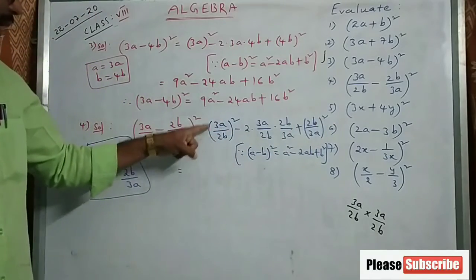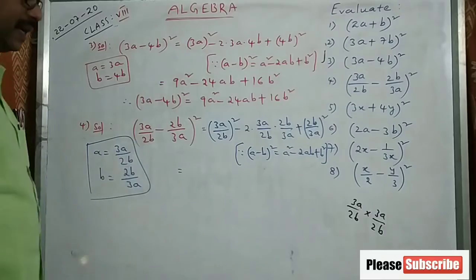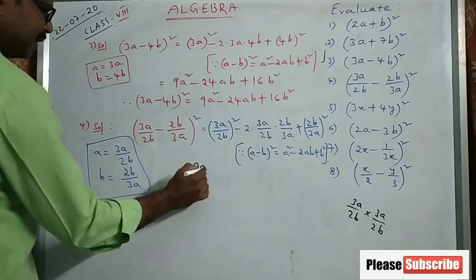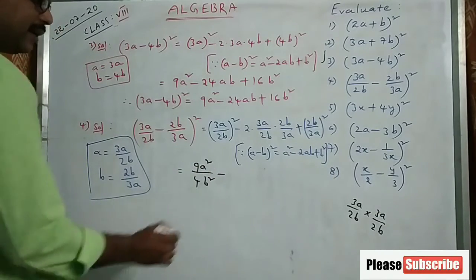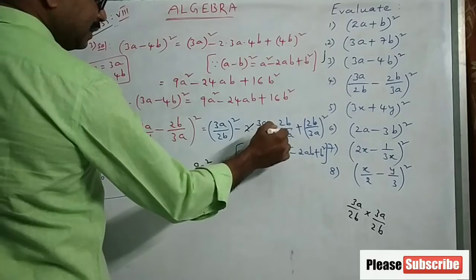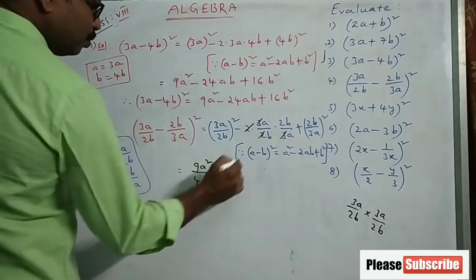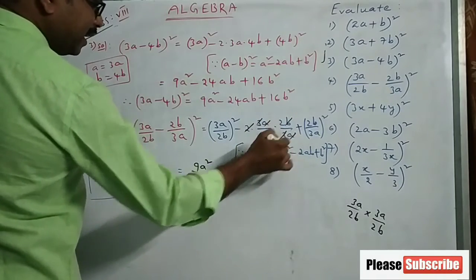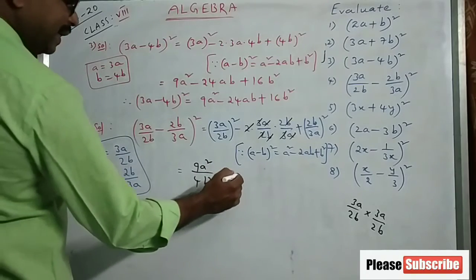In the place of a I wrote 3a by 2b. In place of b I wrote 2b by 3a. 3 3s are 9, 9a square by 2 2s are 4, b square. Here 2 2 gets cancelled, 3 3 gets cancelled. Then what is remaining? 2ab. Oh, sorry. b cancels and a also gets cancelled. So everything is cancelled, so 1 remains there.